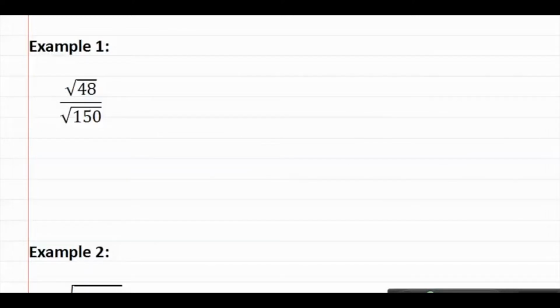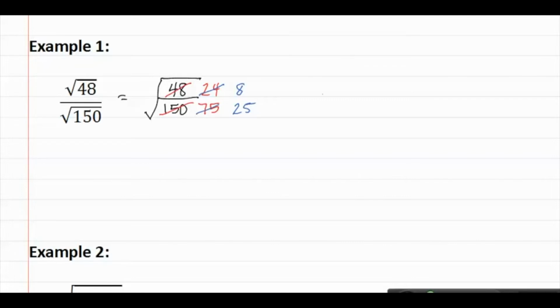Here's example 1. As you can see, both the numerator and denominator have matching radicals, so we can therefore put it all into one radical as 48 over 150. Now we're able to reduce this fraction. We know that 48 and 150 are both divisible by 2, giving us 24 and 75. We then know 24 and 75 are both divisible by 3, giving us 8 and 25. 8 and 25 no longer have common factors.